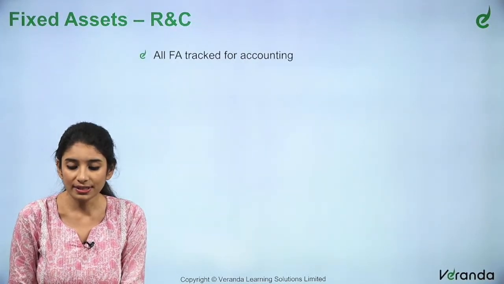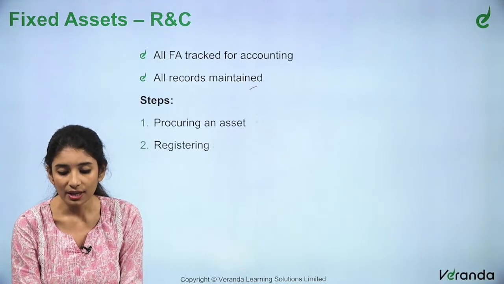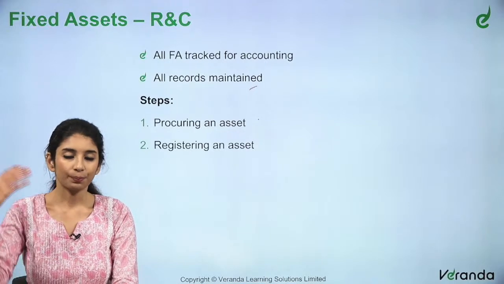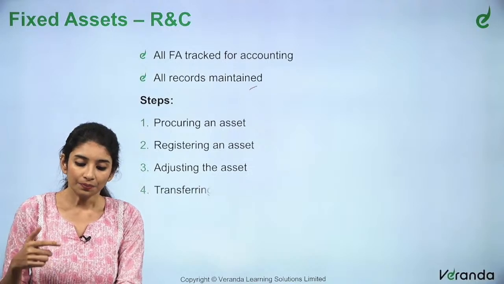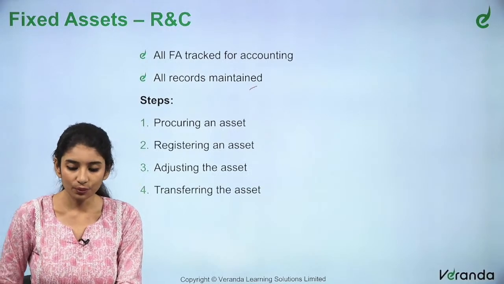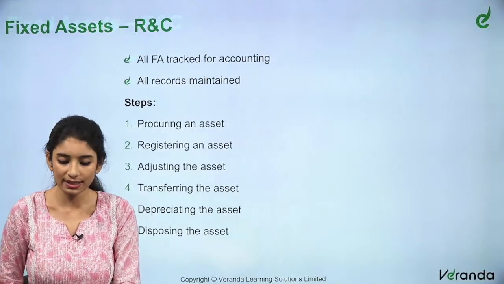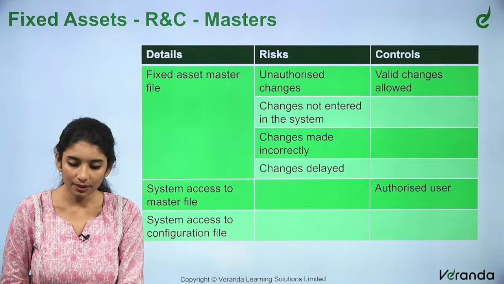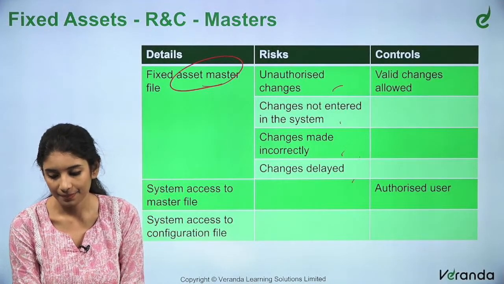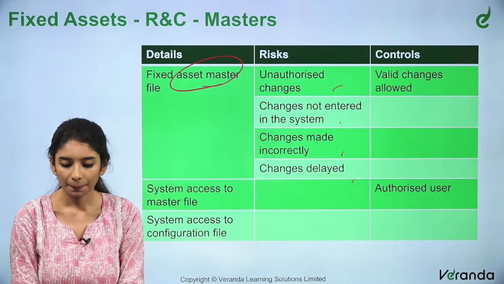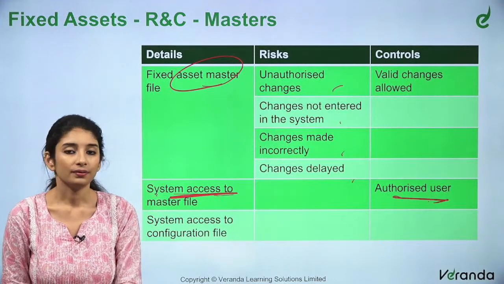Fixed assets, risks and controls. All fixed assets tracked for accounting, all records are maintained. What are the steps in a fixed asset cycle? Procure the asset, registering an asset, adjusting the asset, transferring the asset to whichever department requires it, putting depreciation, and disposing the asset. Now under that, the fixed assets master file, same as what we had discussed. System access to master file, and yeah, done.